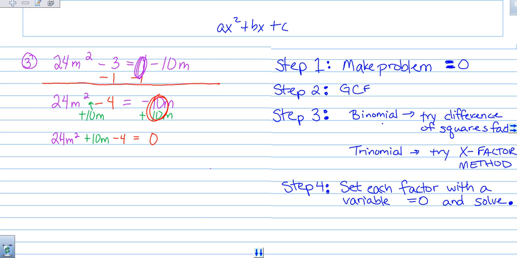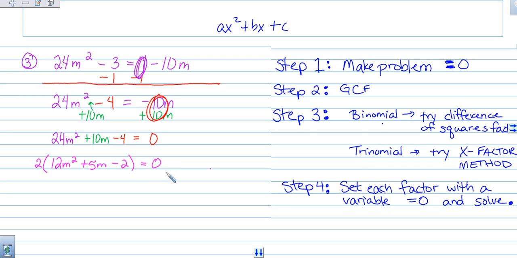Okay? So now we move on to step 2. We need to take out a GCF if there is one. 24, 10, and 4 all have a 2 in common, so we'll pull out a 2. They don't all have the letter m, so we can't take out an m. So now just go through and divide everything by 2, or ask 2 times what equals these things. And so you get 12m squared plus 5m minus 2 equals 0.